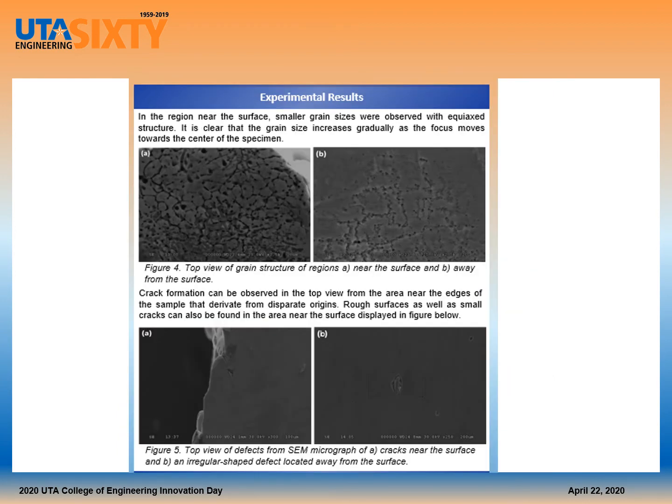For the experimental results, in the region near the surface, smaller grain sizes were observed with an acicular structure. It is clear that the grain size increases gradually as the focus moves towards the center of the specimen, as seen in Figure 4. Figure 4 is a top view of the grain structure, with part A being near the surface and B being away from the surface.